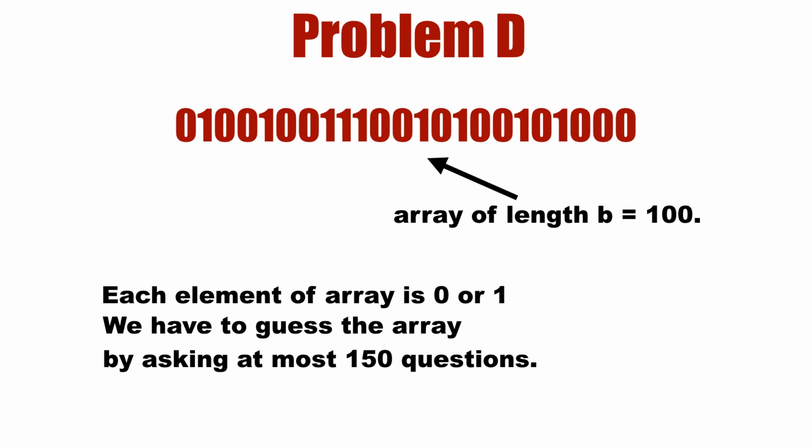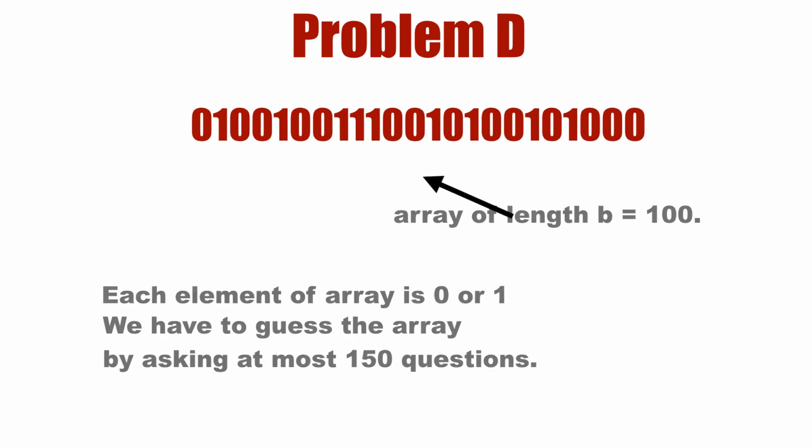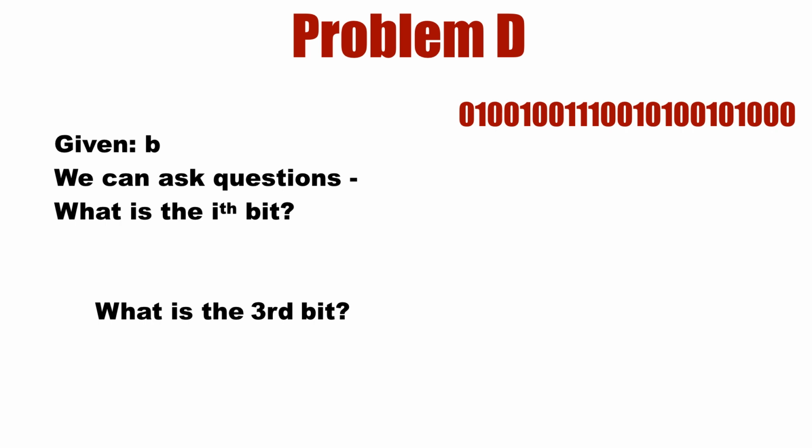We don't know originally what the array is. We can only ask questions. So what are these questions you will ask? The questions are something like, what is the ith bit? If you ask me what the third bit is, I will check and respond back with 0. If you ask me what the ninth bit is, I will go and check and return to you that the ninth bit is 1 in this case. So you can ask me such questions and you have to identify the complete array.